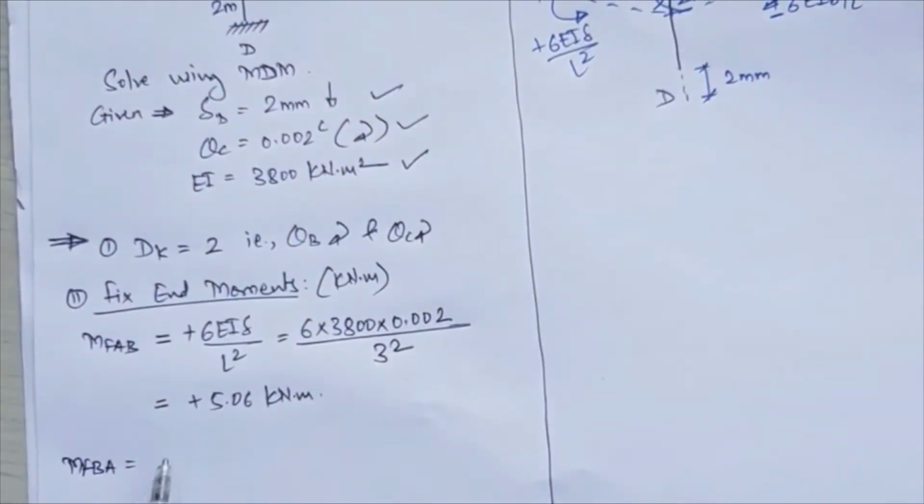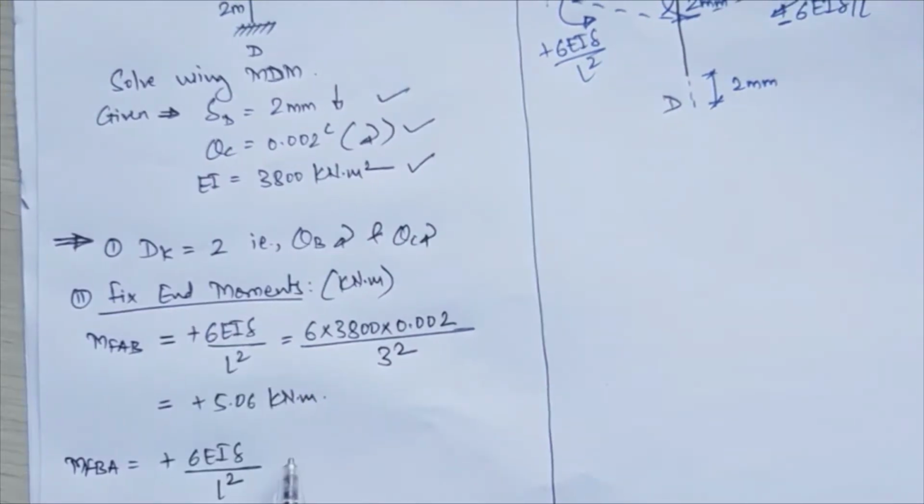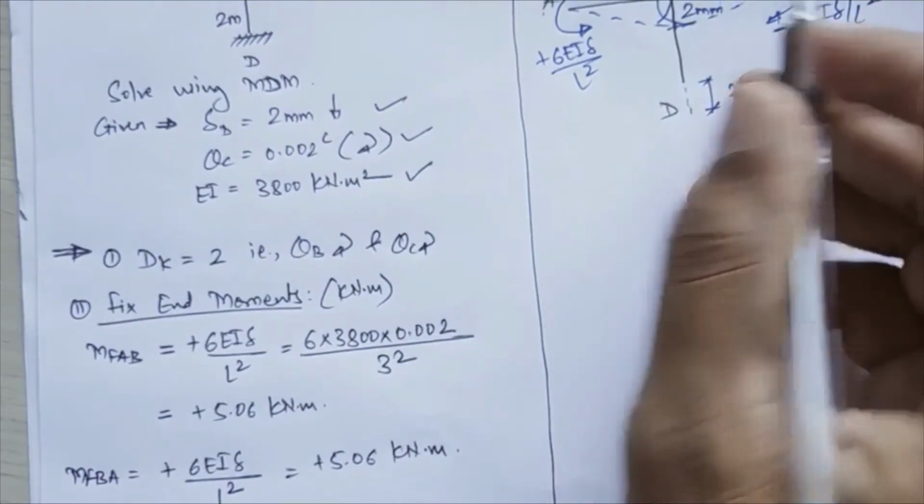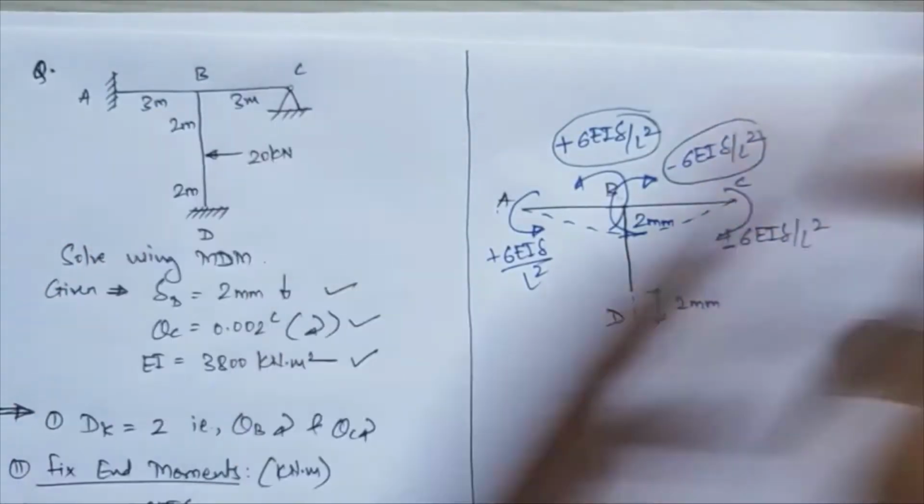So for BA, again I am going to get plus 6EI delta upon L square. Same value I am going to get, that is the same value I will write here, plus 5.06 kilonewton meter. Okay, now we will calculate for the next member, that is member BC.